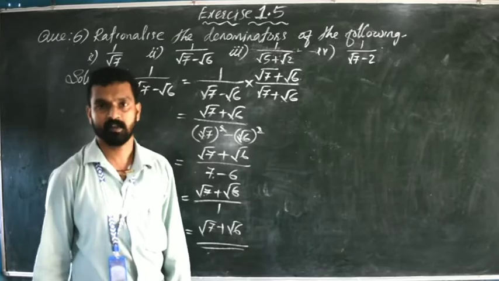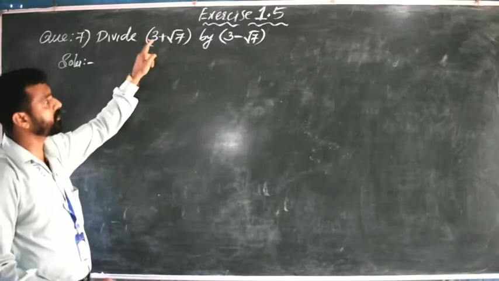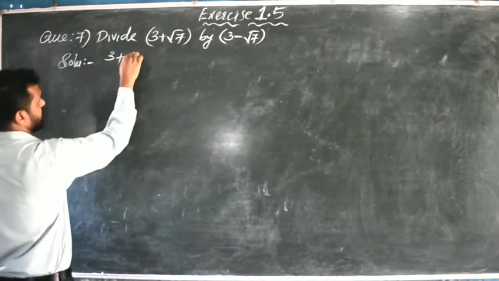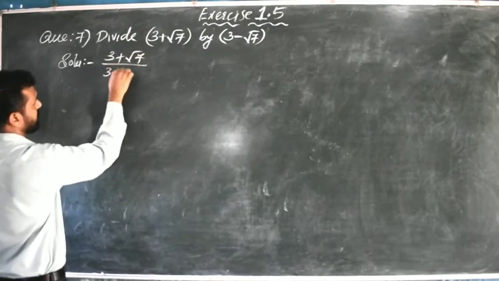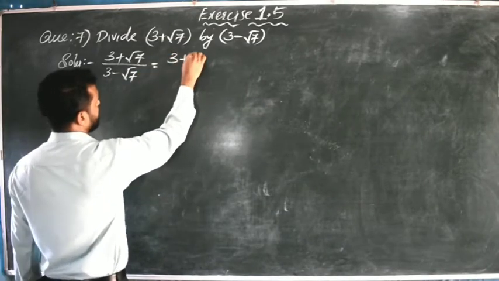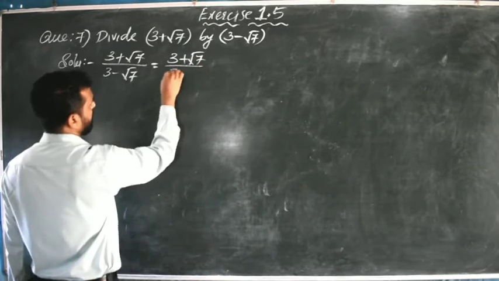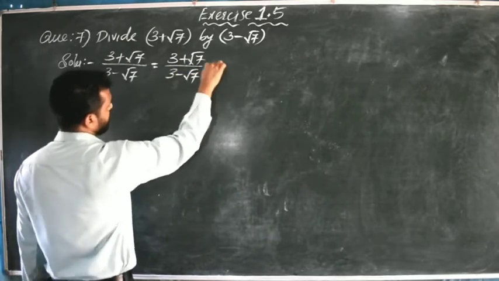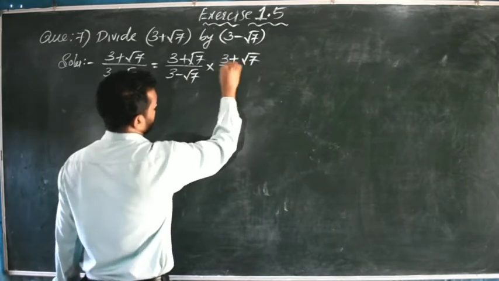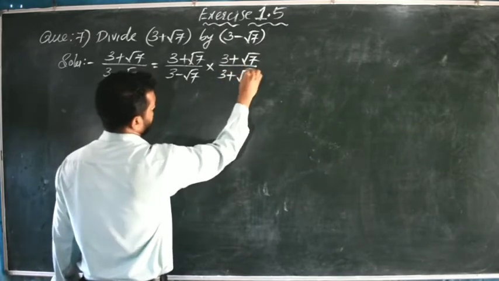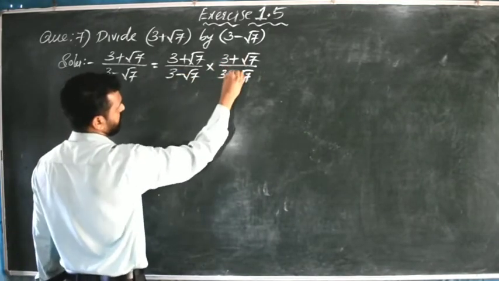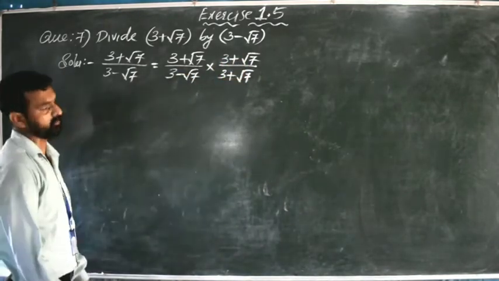Now let's see question number 7. Divide 3 plus root 7 by 3 minus root 7. Write the question once more: 3 plus root 7 by 3 minus root 7 into, we have to multiply numerator and denominator by 3 plus root 7. I told you that it is according to the denominator. The denominator is minus, that is why I have multiplied numerator and denominator by plus, 3 plus root 7.